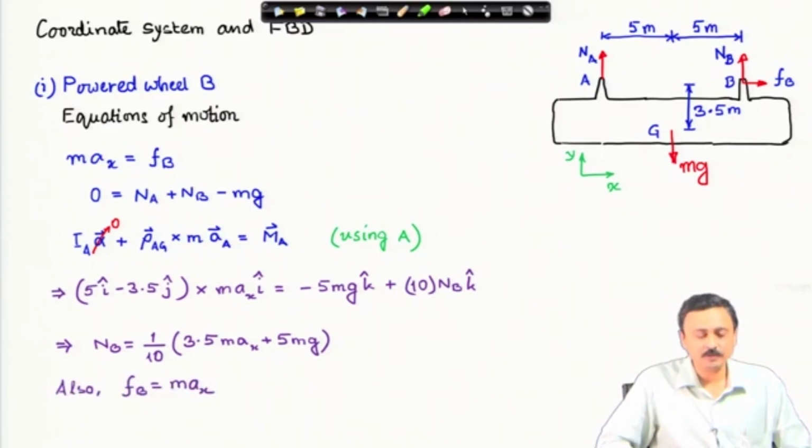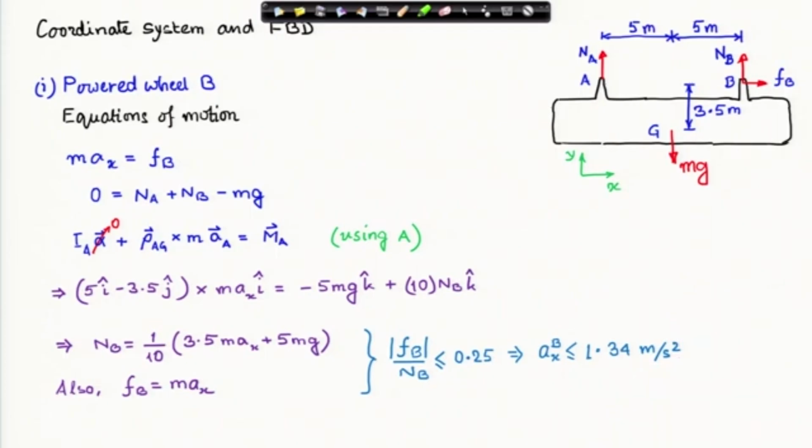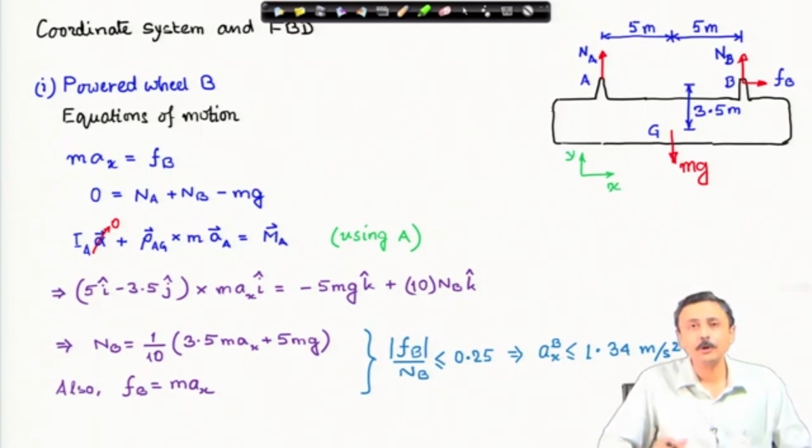simplification, do the algebra, you can solve for Nb directly from this equation. And from the first equation of translational dynamics, I have Fb. Therefore, I can take the ratio of the magnitude of Fb by Nb, that should be less than the coefficient of static friction, and that gives me the acceleration of the car when wheel B is powered to be less than 1.34 meters per second square for no slip.